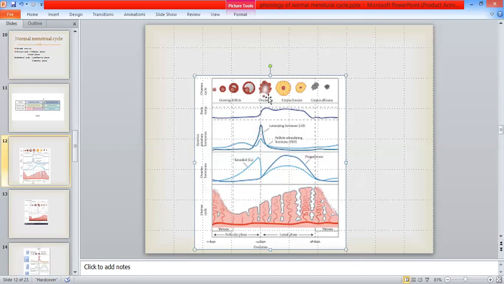The LH surge has another function in stimulating the resumption of meiosis in the oocyte just prior to its release. The one function of the LH surge is to release the oocyte, and the second function is to resume the meiosis, which was arrested. Now it resumes the meiosis before its release.